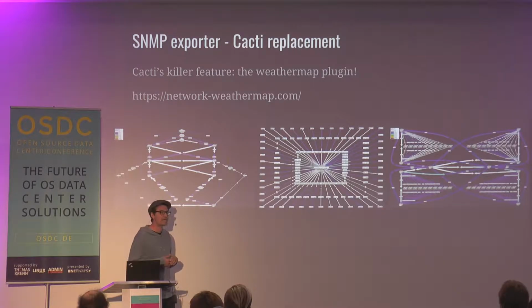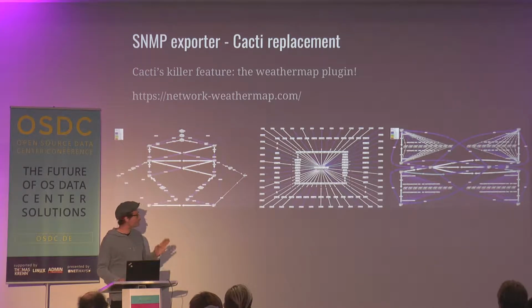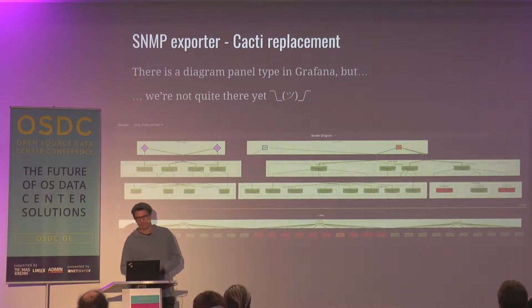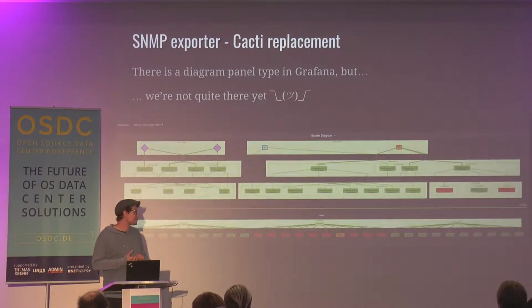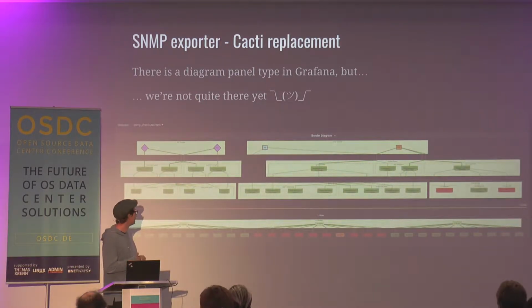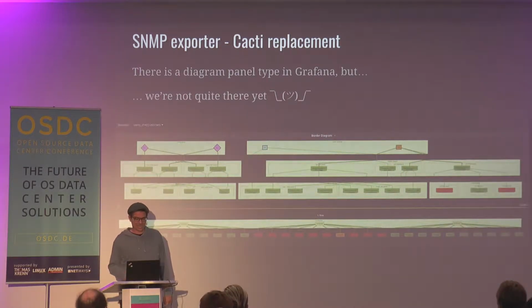And as it turns out, Grafana actually has a diagram panel type that sort of does diagrams. So we figured maybe we can give this a try. However, yeah, we haven't quite gotten it to be what we want it to be yet. You can see an example here. It still contains a lot of information, but we can't get it to be as dense as the weather map, and also it's unidirectional. So yeah, it's not quite what we want yet.